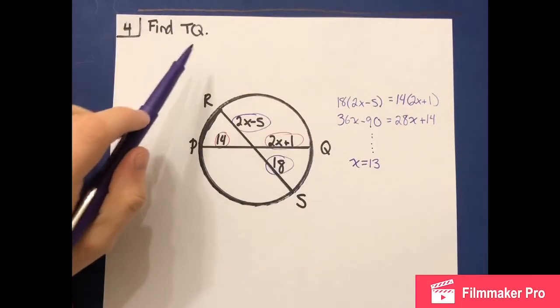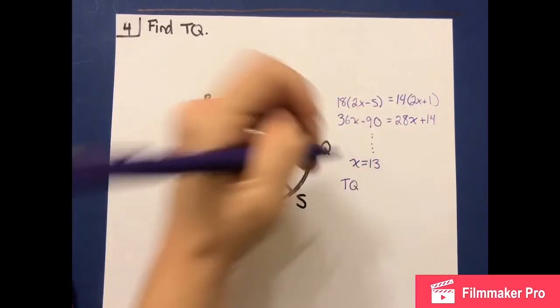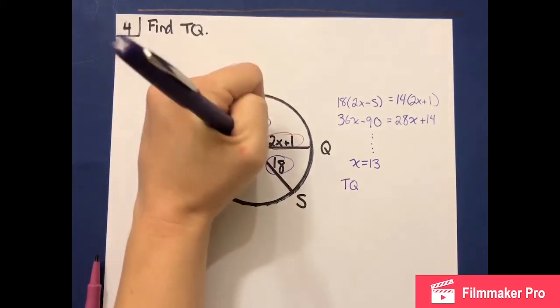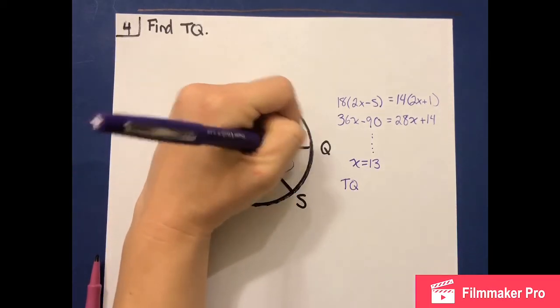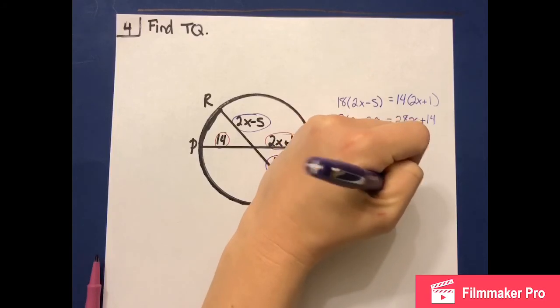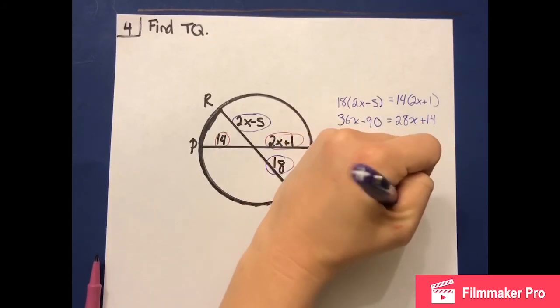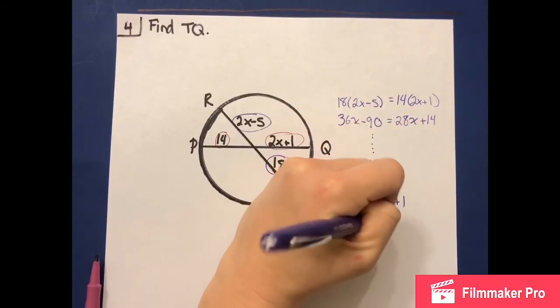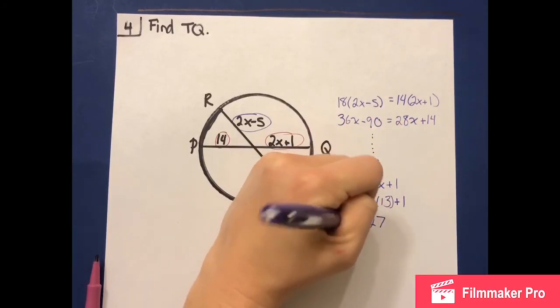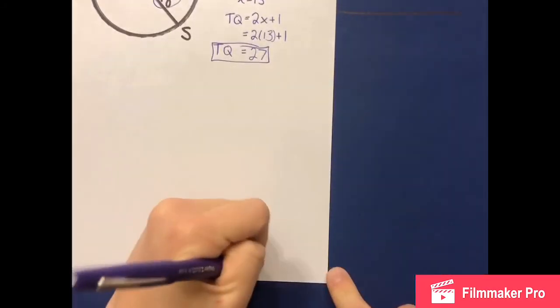Not done yet. They actually want TQ, so let's keep going. TQ, because T is in the middle here, TQ is just this 2x plus 1, which is 2 times 13, because that's the x that we just found, plus 1, which is equal to 27. So TQ is equal to 27. Put that here.